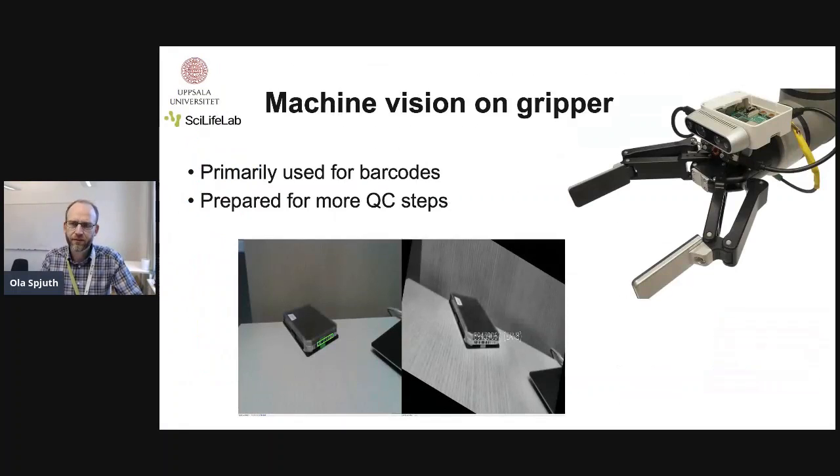On the robot arm, we put a camera, and Rickard here in the team then made a machine vision system, and we primarily use it for barcodes right now. It's prepared to do more quality control steps. Is the plate there that I'm going to pick up? But for now, we mainly use it for continuously looking at barcodes if we're picking up something.